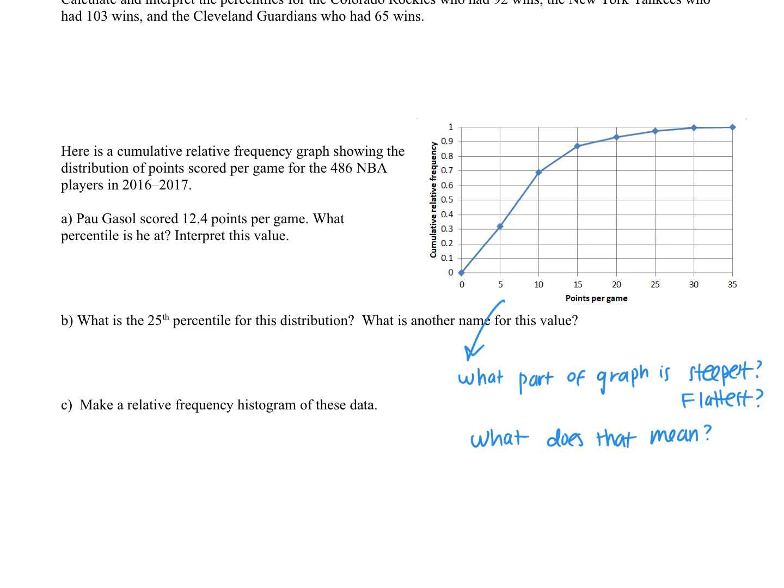Most players would score from that segment. That's where most of the players are. Most of the players fall between 0 and 5 or 5 and 10 points per game. If we look at 30 to 35 or 25 to 30, that is very flat. What does that mean about points per game in these players? Not a lot of players are scoring that. Very few players fall there. And then you could be asked, like I said, to estimate Q1, Q3, IQR, that kind of thing. Comfortable with those graphs, both making and using them? Okay, let's move on to the next page then.